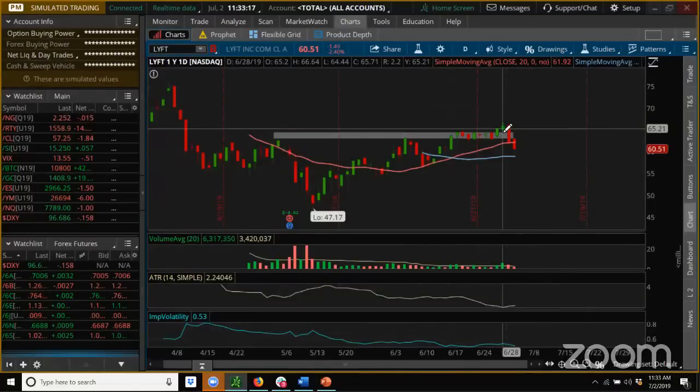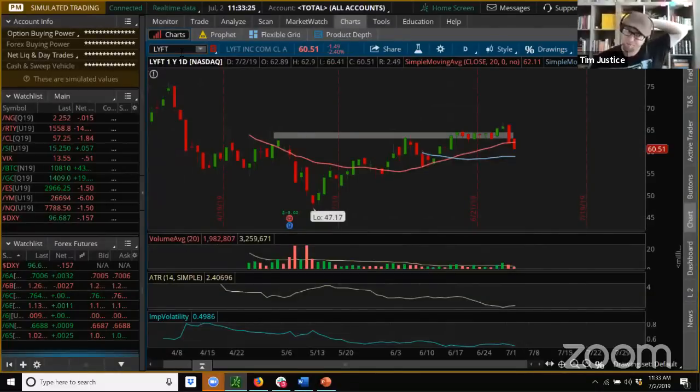I was going to open the position back on Monday if it got above confirmation above the high of Friday, but it just didn't do it. Next one is Lyft driver crash.